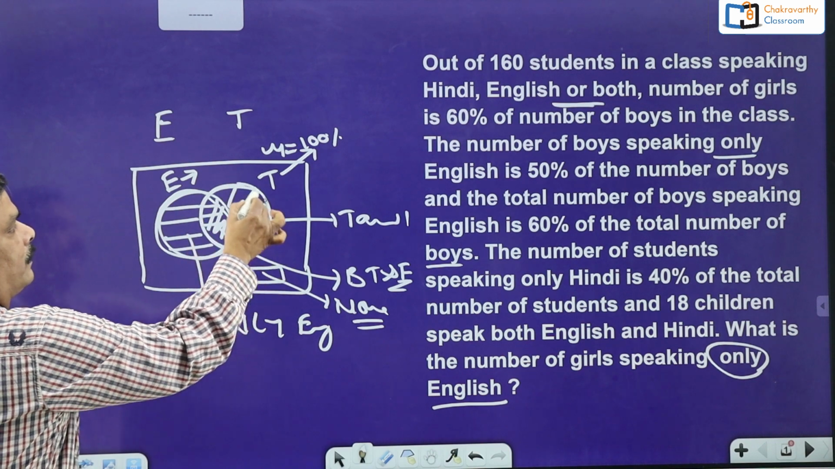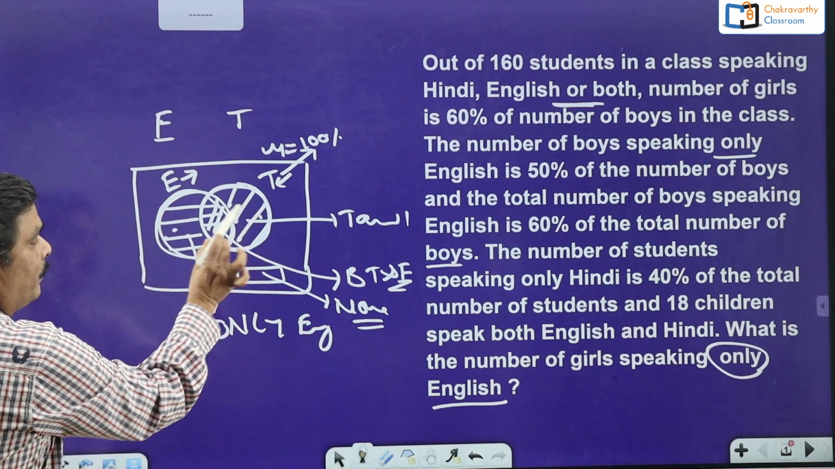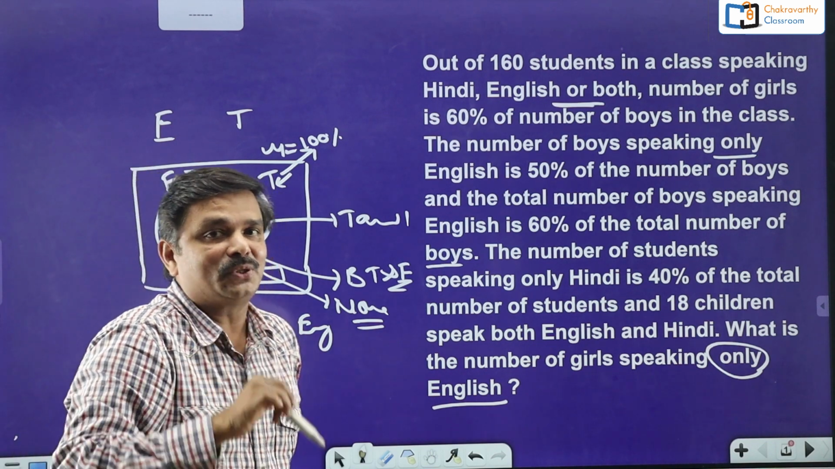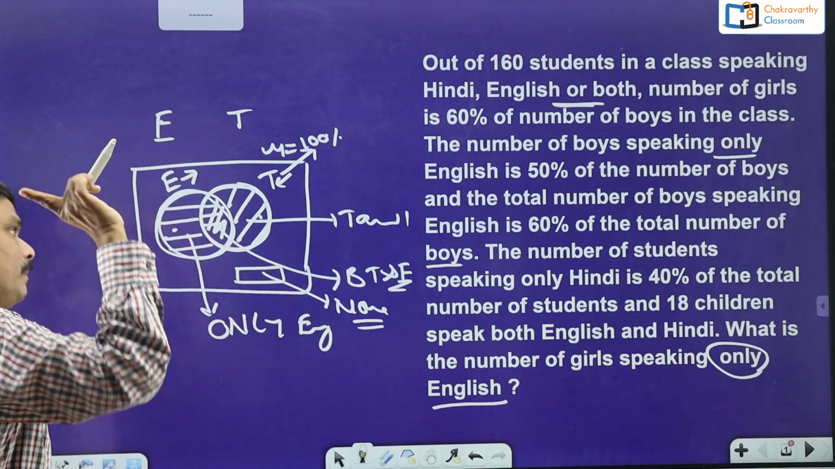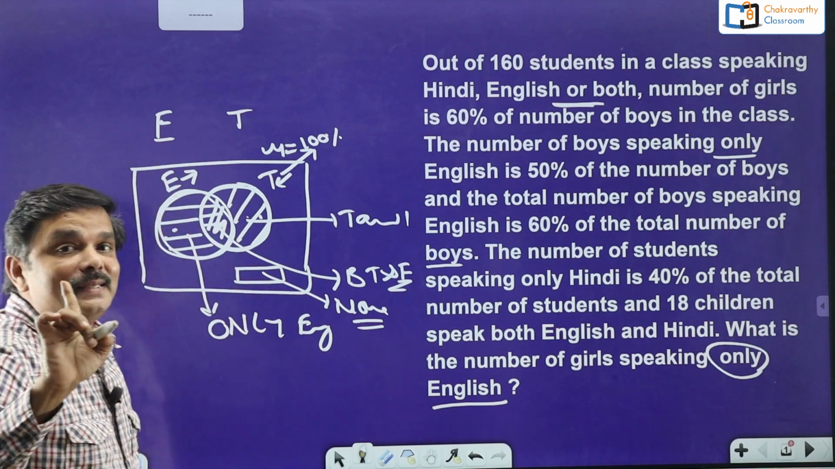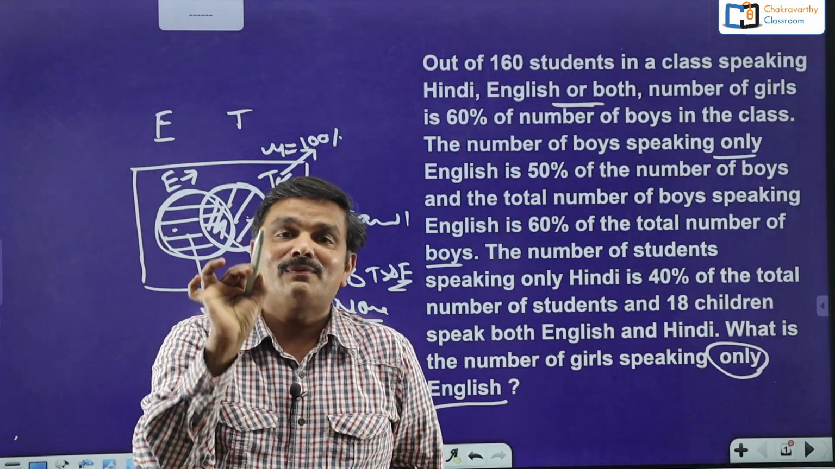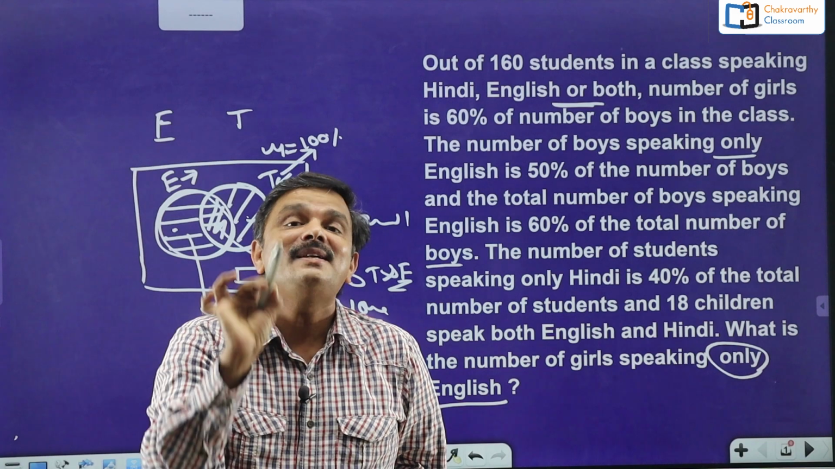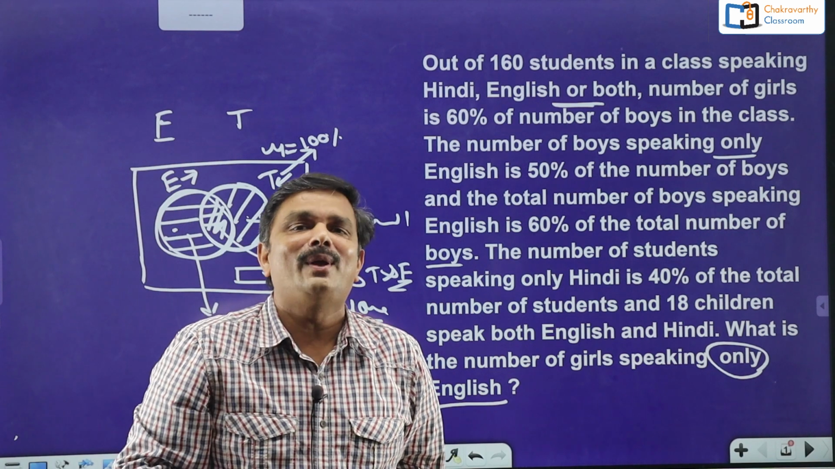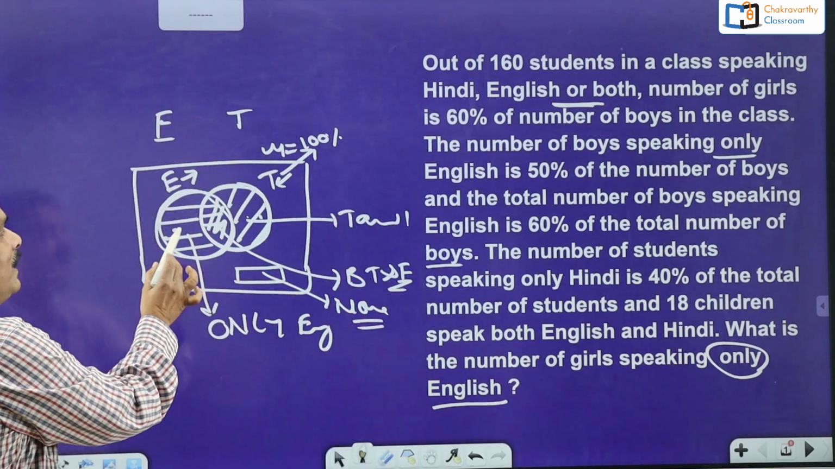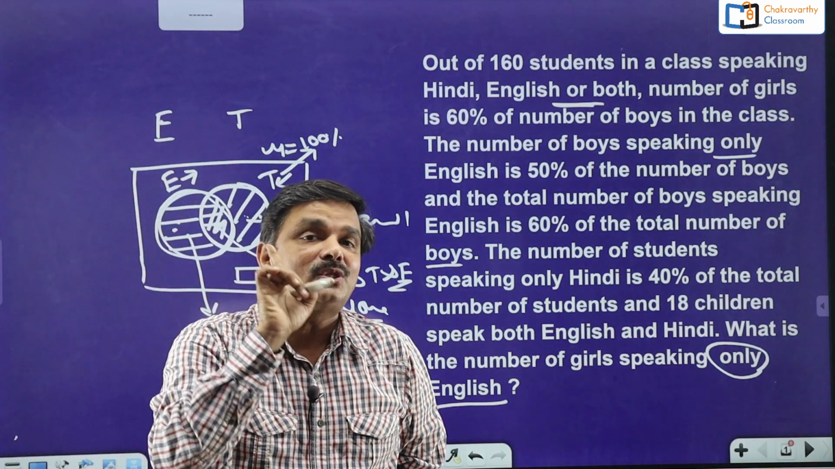Total circle. This circle represents Tamil speaking, and this is only English, only Tamil, both English and Tamil. Remember students, if you add up only English plus both plus only Tamil, that is called the number of students or percentage. If you take percentage wise, the percentage of students who can speak at least one language of these two. At least one language. I have given basics in a very clear way in our course, right?